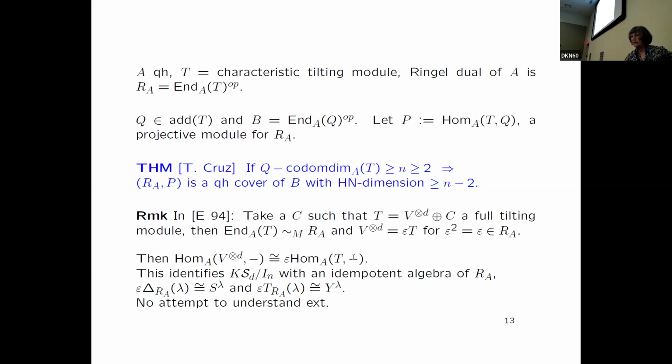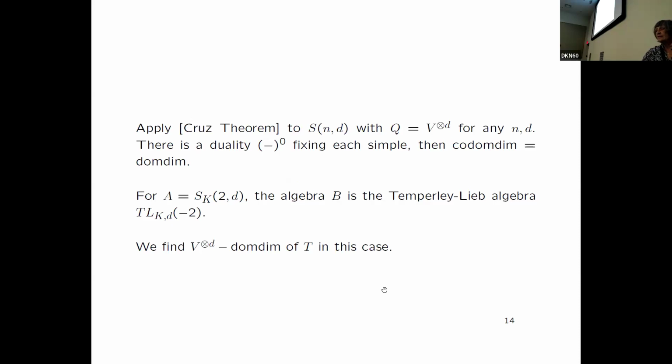and first you take the Hom(T, blank), which is the functor which Ringel used, but then you truncate it, and this identifies the quotient of S(n,d) with the idempotent algebra of the Ringel dual, and you get some information out of it, which looks nice. But of course I didn't make any attempt to relate the dimensions, so I feel embarrassed about it. But of course, this is now done by Tiago's theorem. So that also explains why I was interested in that. Okay, so we apply this theorem for Schur algebras S(n,d), and take Q to be the tensor power V tensor d. Then there is always a duality fixing simples, and then the codominant dimension is also the dominant dimension. And so if you just look at A being S(2,d), then the algebra B you get out of it happens to be the Temperley-Lieb algebra.